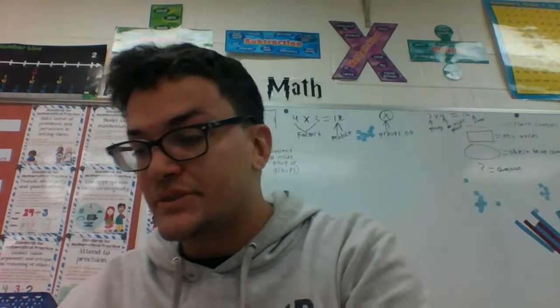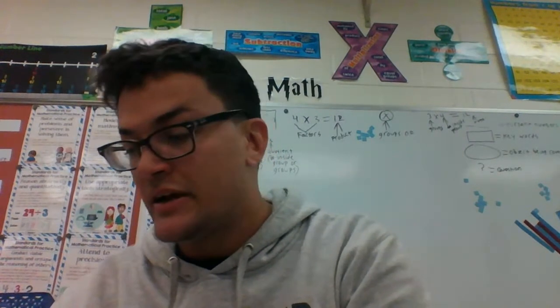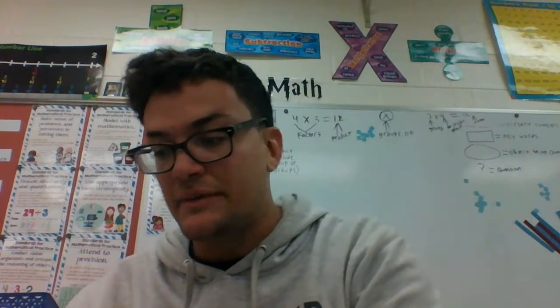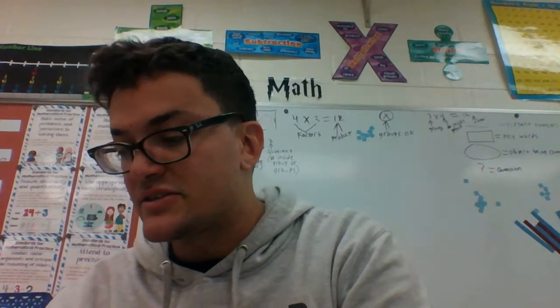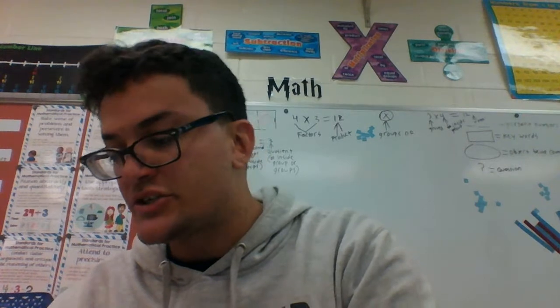20 divided by 5, I teach them to skip count by 5 until they get to the total. So 5, 10, 15, 20. They skip counted 4 times, so 20 divided by 5 is 4. Same thing for 15 divided by 5. 5, 10, 15, that's 3 times. 15 divided by 5 is 3. Then you are going to add those numbers together.